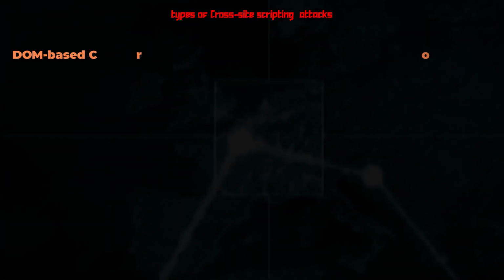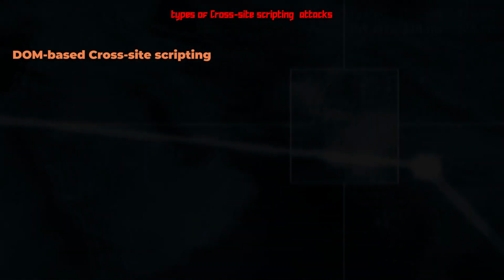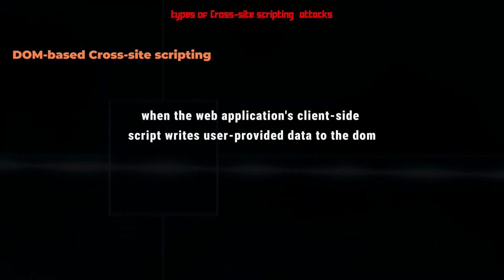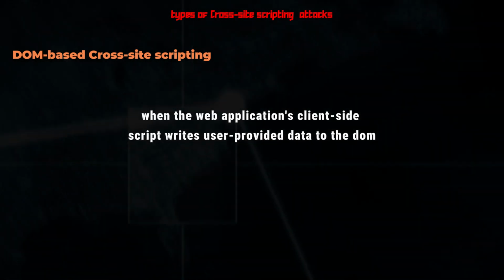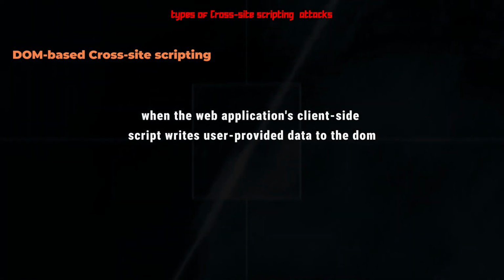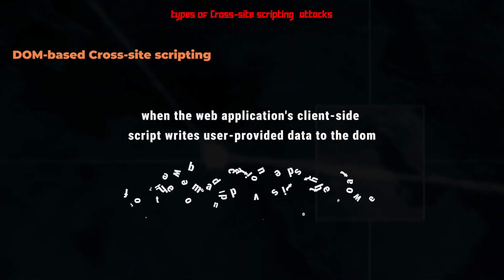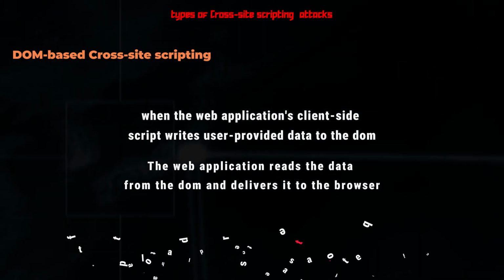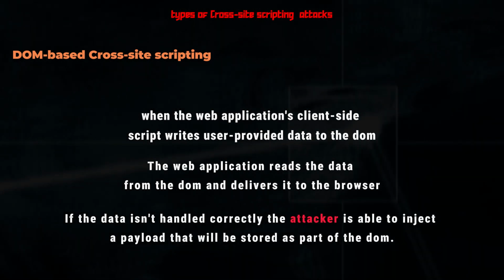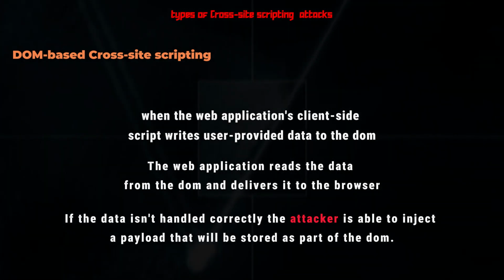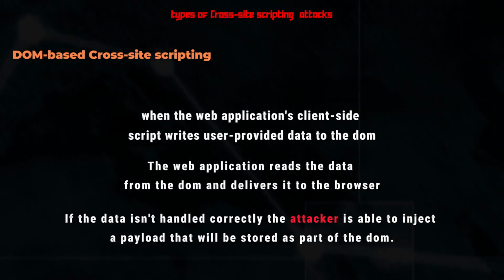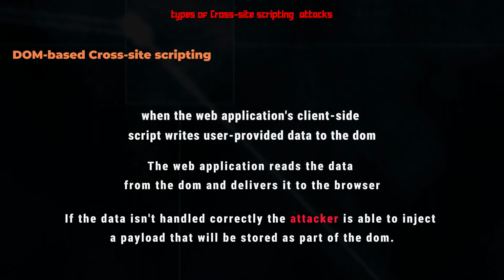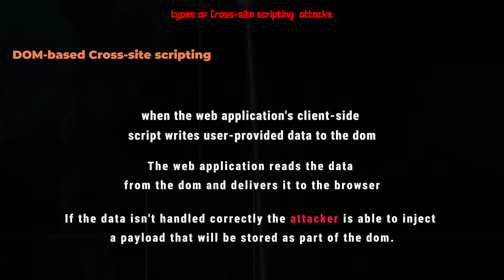The third one is DOM-based cross-site scripting. DOM-based attacks are advanced ones made possible when the web application's client-side script writes user-provided data to the DOM. The web application reads the data from the DOM and delivers it to the browser. If the data isn't handled correctly, the attacker is able to inject a payload that will be stored as part of the DOM. The payload is then executed when the data is read back from the DOM.